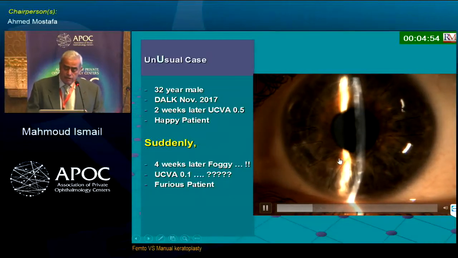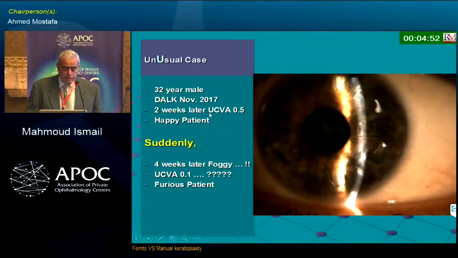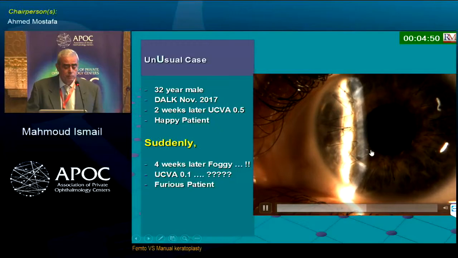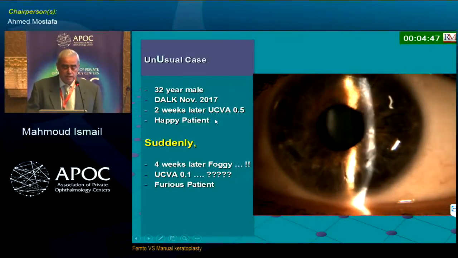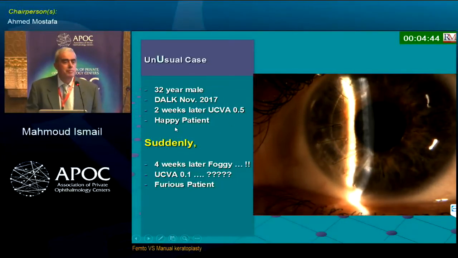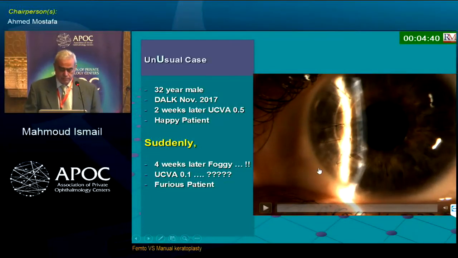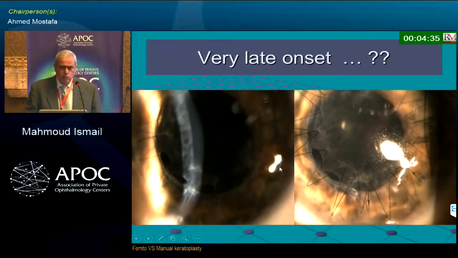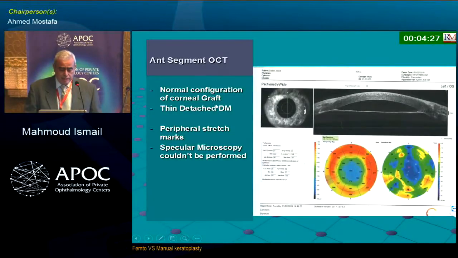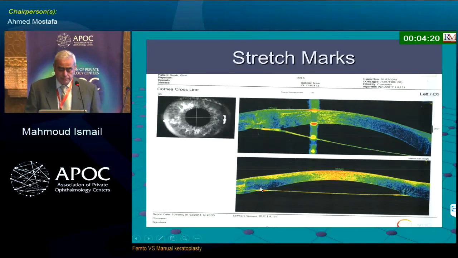Well, this is another unusual complication. After 2-3 weeks of successful DULC, the patient gets very beautiful vision, and I am his hero. He's very happy, he's a dentist, and suddenly he gets foggy vision. And you see that there is something here behind the cornea. Is it possible? We have a late onset double chamber with stretch marks. Let's consult our friends at OCT. They told me this is stretch marks and this is the Descemet's membrane.